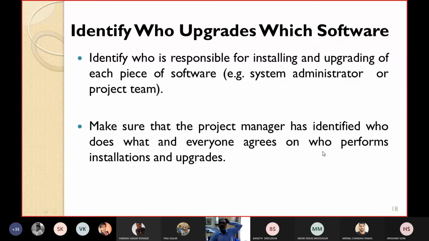Or all the persons in the team may give the responsibility to one person, because if multiple persons upgrade, there might be inconsistency. So they may give the job to only one person, might be the system administrator, who can perform the installations and upgrades, and all other persons in the team have to agree with the updates or installations made by that single person.